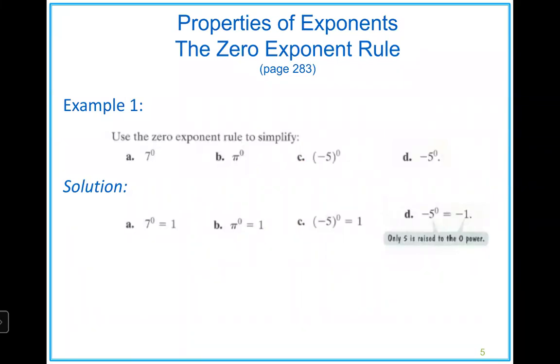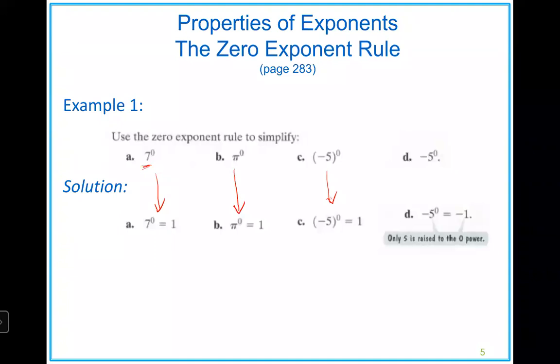In this first example, you are given 7 raised to the 0 power. Of course, the answer is 1. Pi, of course, we looked at pi when we were dealing with irrational numbers. Pi raised to the power of 0 is 1. In this case, we have negative 5 raised to the 0 power. And you notice the negative 5 is in brackets, so you're raising the negative 5 to the power of 0. The answer is 1.